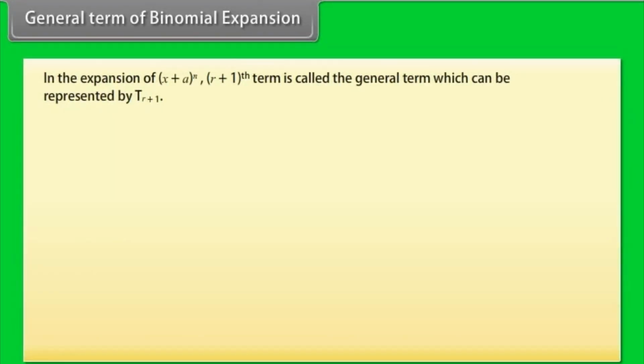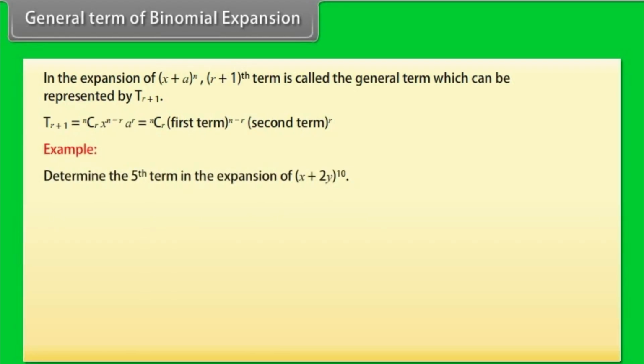General term of binomial expansion. In the expansion of (x + a) raised to power n, the (r + 1)th term is called the general term, which can be represented by T(r+1). T(r+1) is equal to nCr into x raised to power n minus r into a raised to power r, which is equal to nCr into first term raised to power n minus r into second term raised to power r.